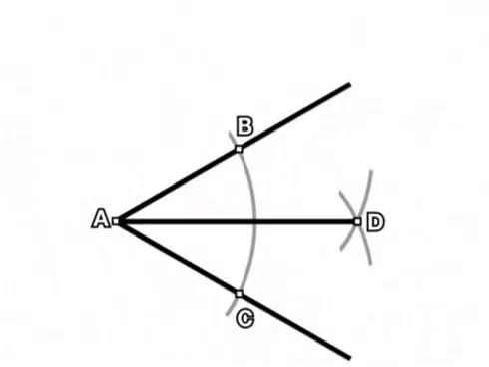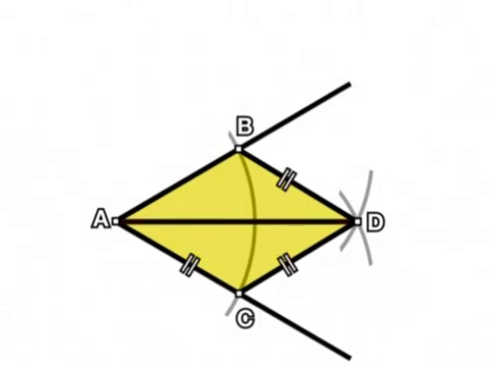Let's see how this makes sense. Triangles ABD and ACD are congruent because they share side AD, and all the other sides are equal to each other in length because they were made with lengths from the same compass setting. Since congruent triangles have equal angles, angle DAB is equal in measure to angle DAC, meaning the original angle was cut exactly in half.